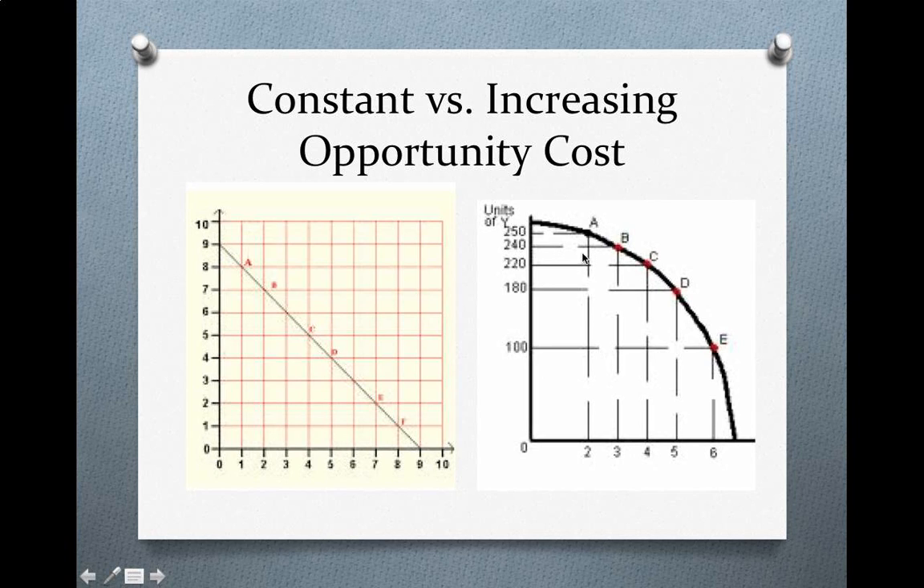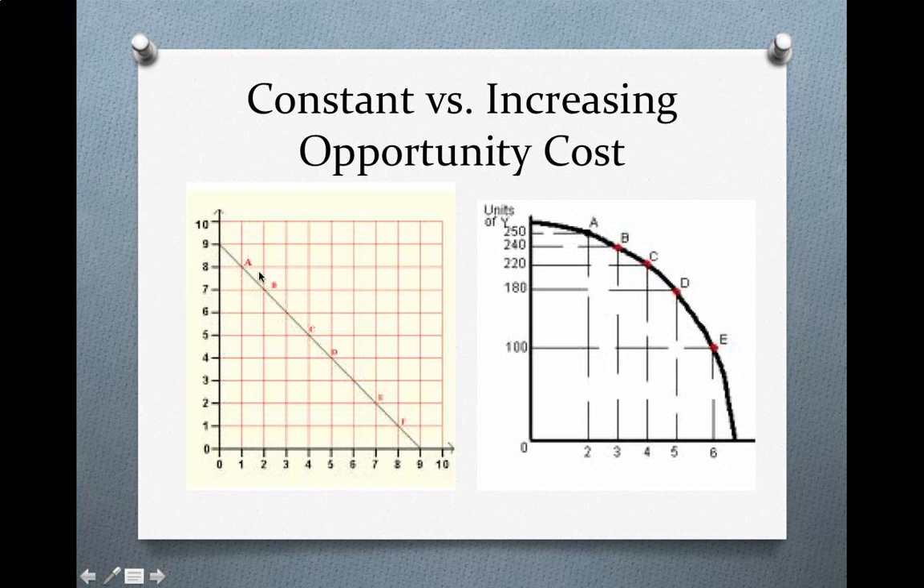So we need to be aware of the differences in what these production possibility curves actually look like. If you'll notice, this one is a straight line, and this one bows out, and that's the difference between a constant opportunity cost and an increasing opportunity cost.